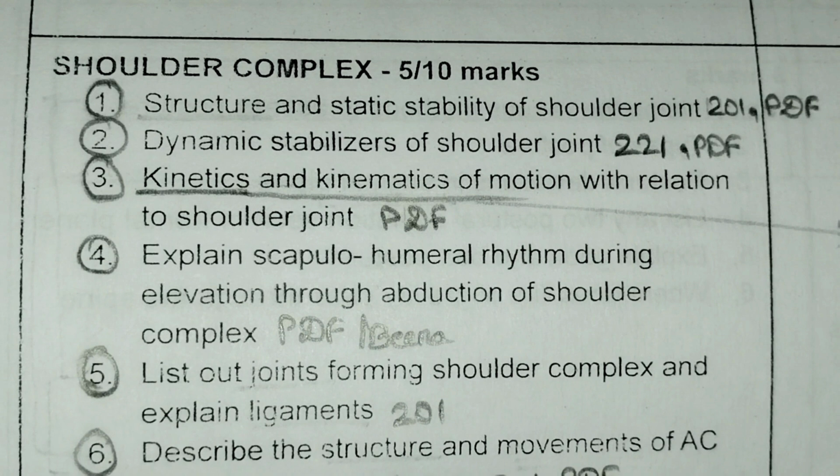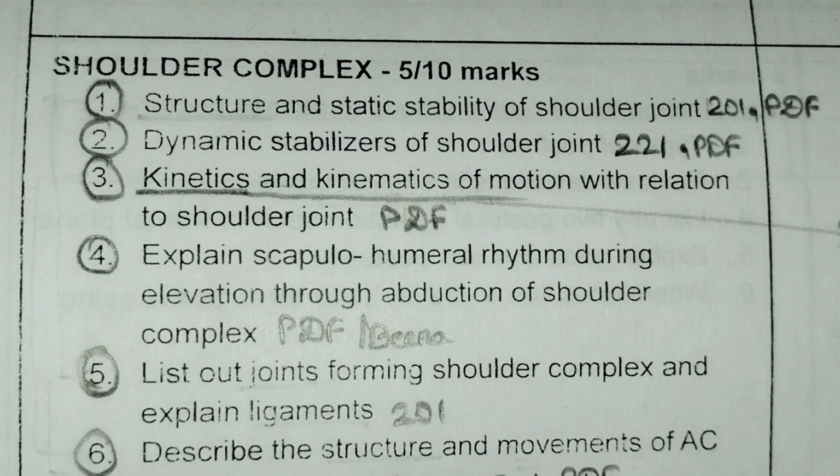The next chapter is shoulder complex. In this, the important 5 or 10 mark questions are: the first one, structure and static stability of shoulder joint. Second one, dynamic stabilizers of shoulder joint. Third one, kinetics and kinematics of motion with relation to shoulder joint. Fourth one, explain scapulohumeral rhythm during elevation through abduction of shoulder complex.